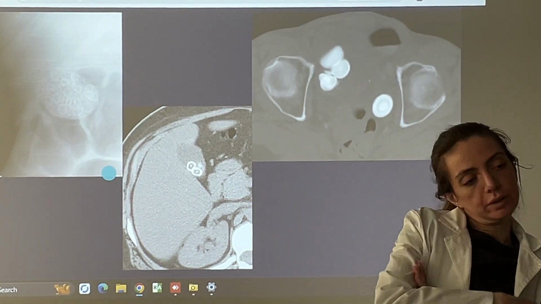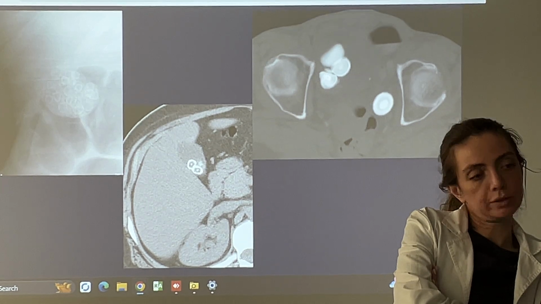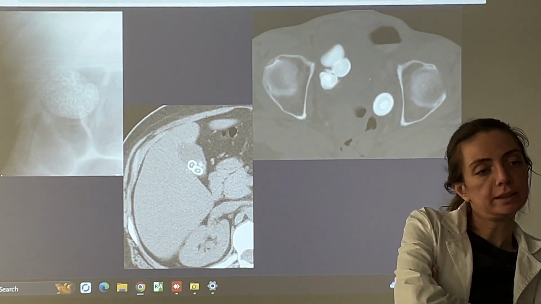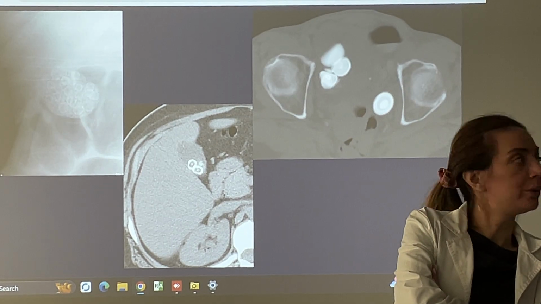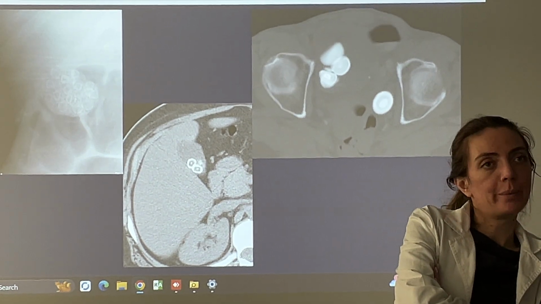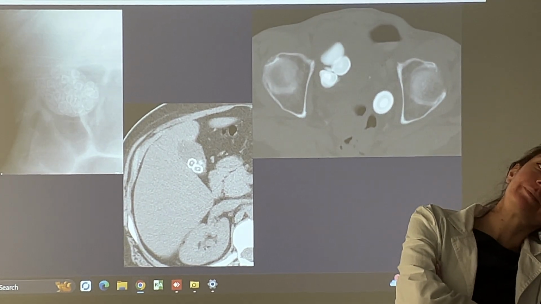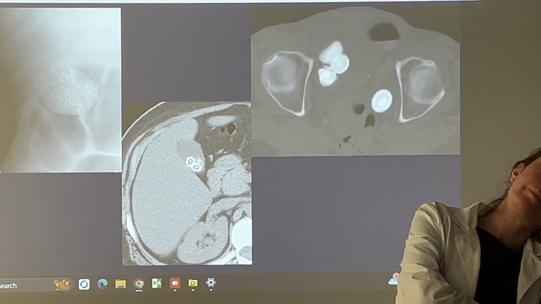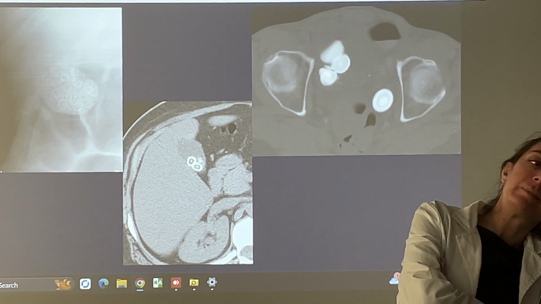What can you see on the X-ray image? So many gallstones. On the CT image, with soft tissue window, here we can see below the liver, also gallstones. The middle one is the liver. And in bone window, this one.